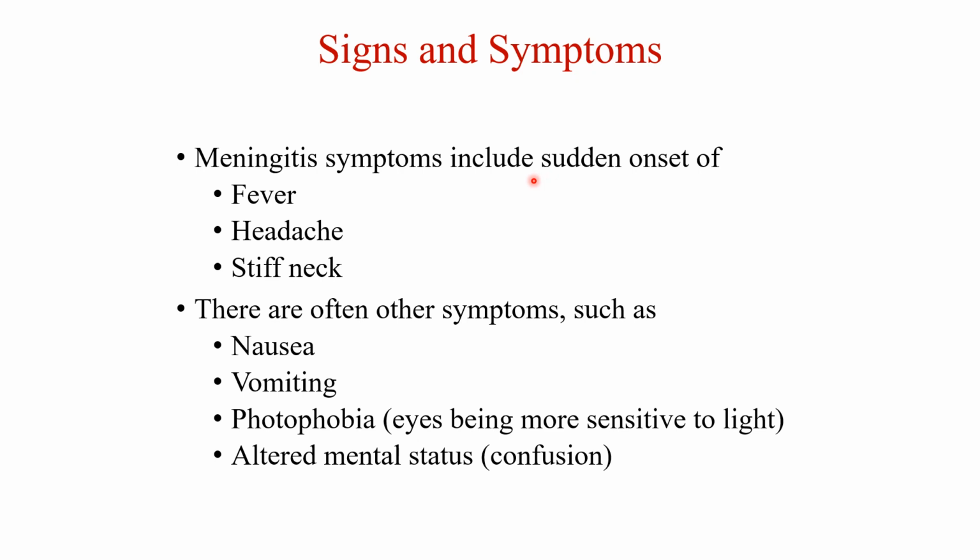The signs and symptoms. Meningitis symptoms include sudden onset of fever, headache, and stiff neck. So this stiff neck is a very important symptom here. Also, other symptoms can be there like nausea, vomiting, and photophobia. Sometimes meningitis may also spread and cause encephalitis, and hence they may present with altered sensorium.